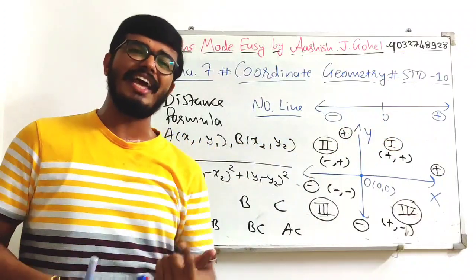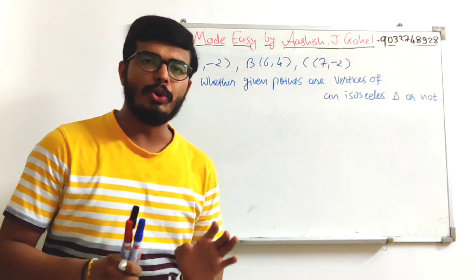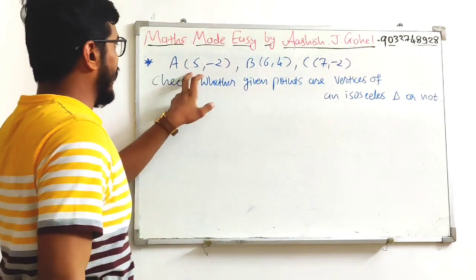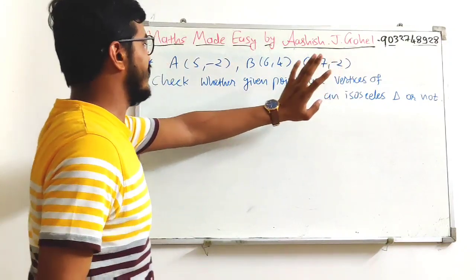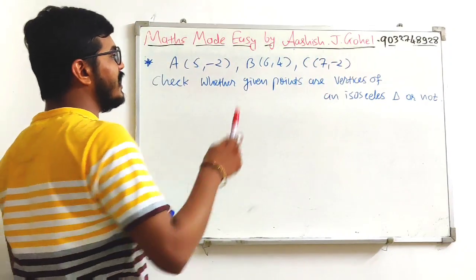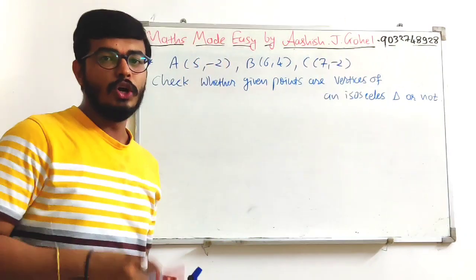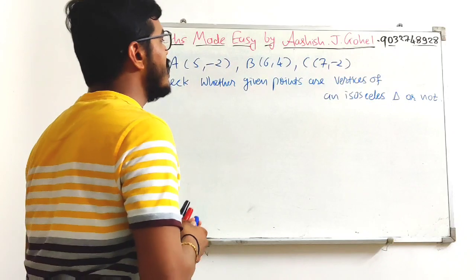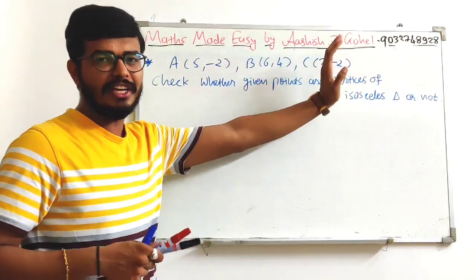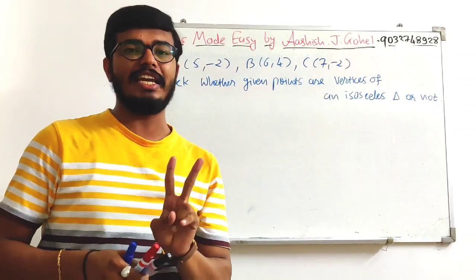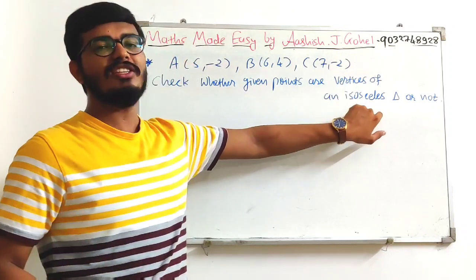Okay, so let us take one example for the distance formula and then we will go ahead. Here is the question: if A(5, -2), B(6, 4) and C(7, -2) are given, we need to check whether the given points are vertices of an isosceles triangle or not. So how will we check this? We will find the distance between all 3 points. If any two distances are equal, then the given points form an isosceles triangle.